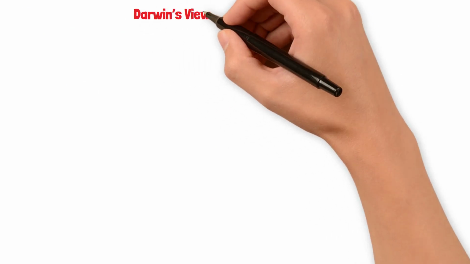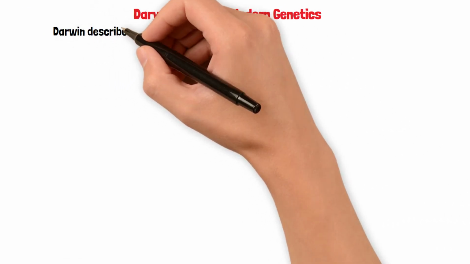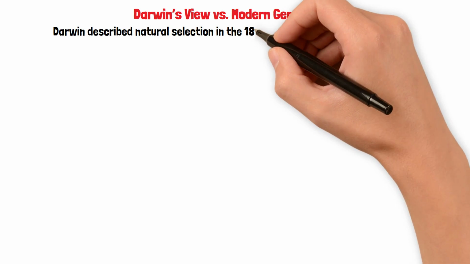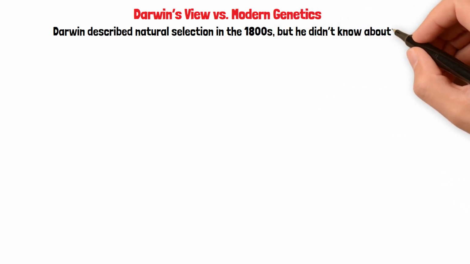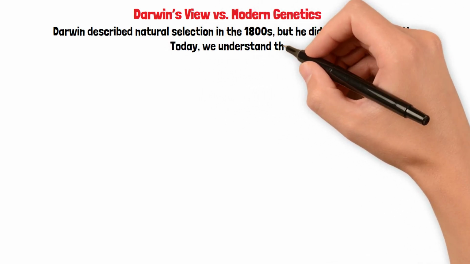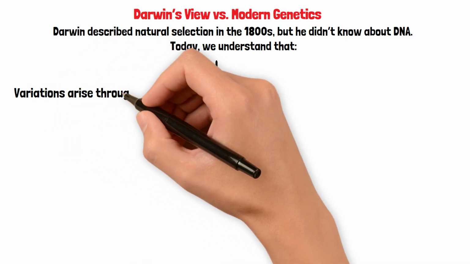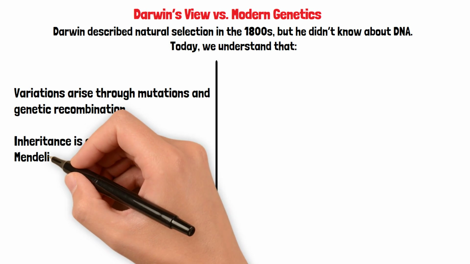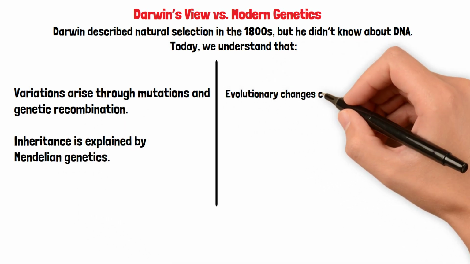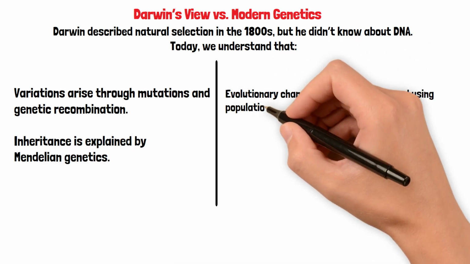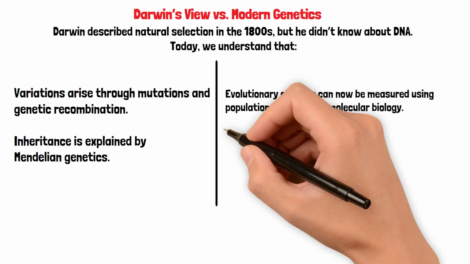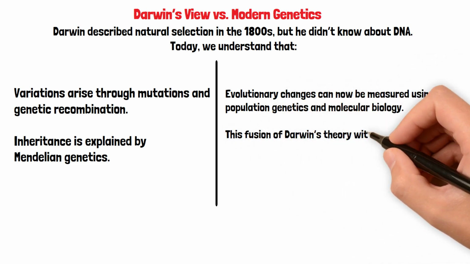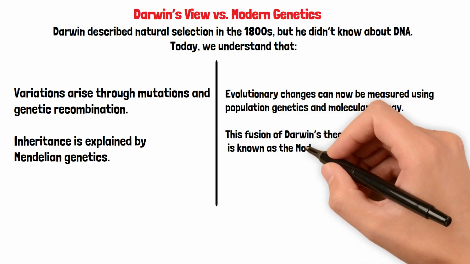Darwin's view versus modern genetics. Darwin described natural selection in the 1800s, but he didn't know about DNA. Today, we understand that variations arise through mutations and genetic recombination. Inheritance is explained by Mendelian genetics. Evolutionary changes can now be measured using population genetics and molecular biology. This fusion of Darwin's theory with modern genetics is known as the modern synthesis.